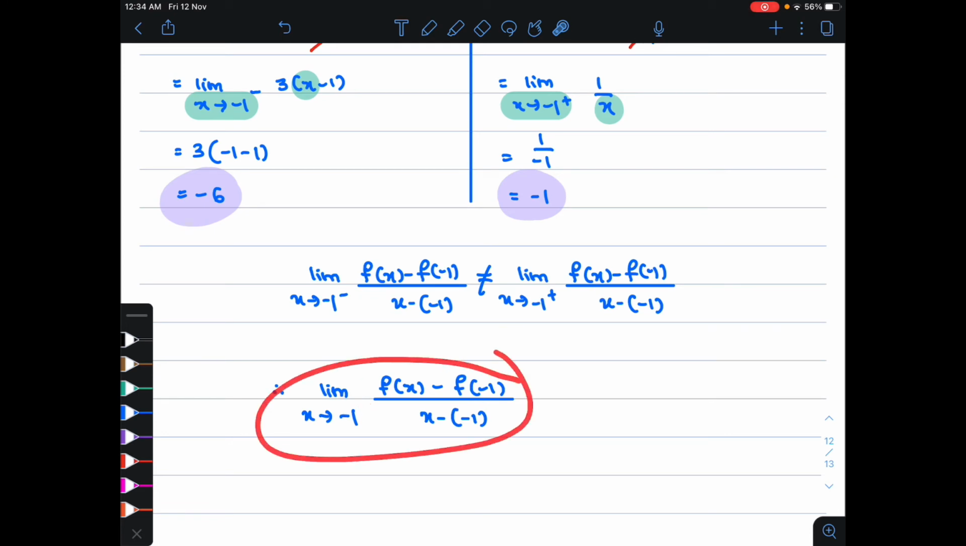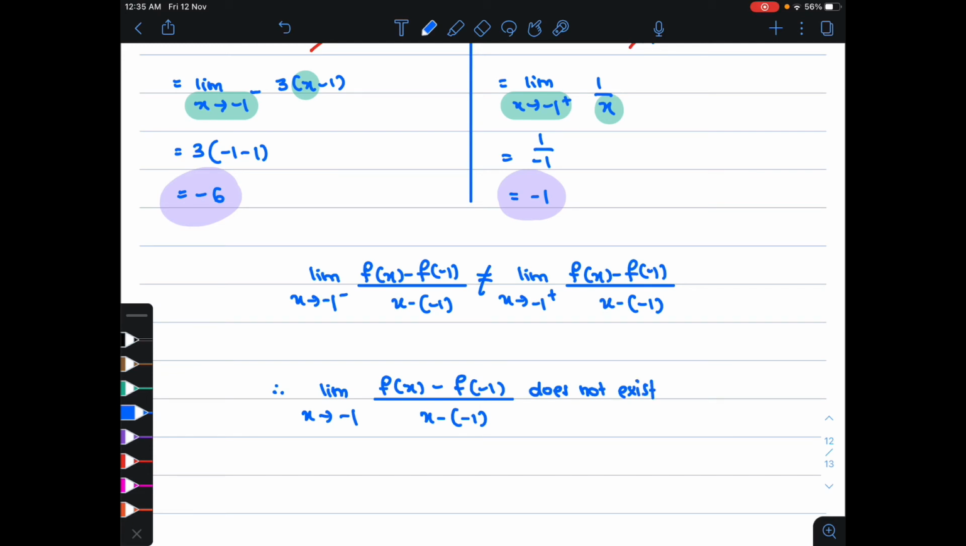So, does this limit exist? The answer is no, because they are not the same. So, this limit does not exist. And hence, if it does not exist, you can write down f(x) is not differentiable at x equal to a. But don't forget, in this case, a is -1. So that is how you determine whether a function is differentiable or not.